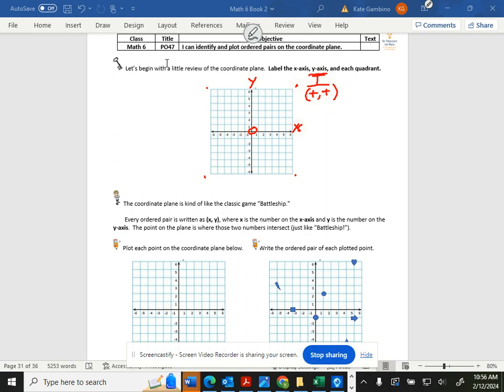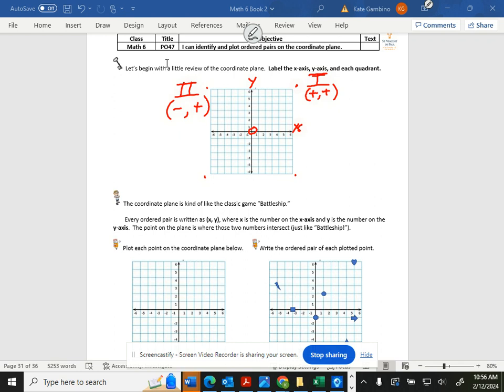So if we go to quadrant 2, what kind of number are my x's going to be in quadrant 2? Say it louder. Negative. When we go to the left on the x, they're going to be negative. The y's going up will be negative or positive? Positive. So in quadrant 2, every ordered pair in there has a negative x and a positive y.